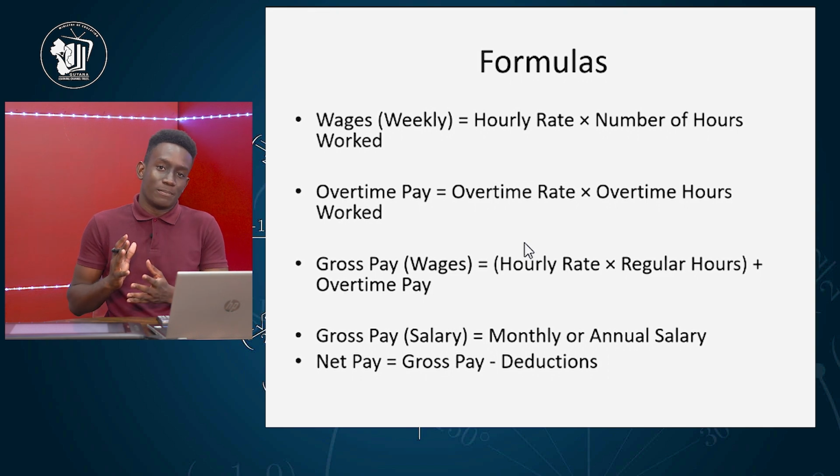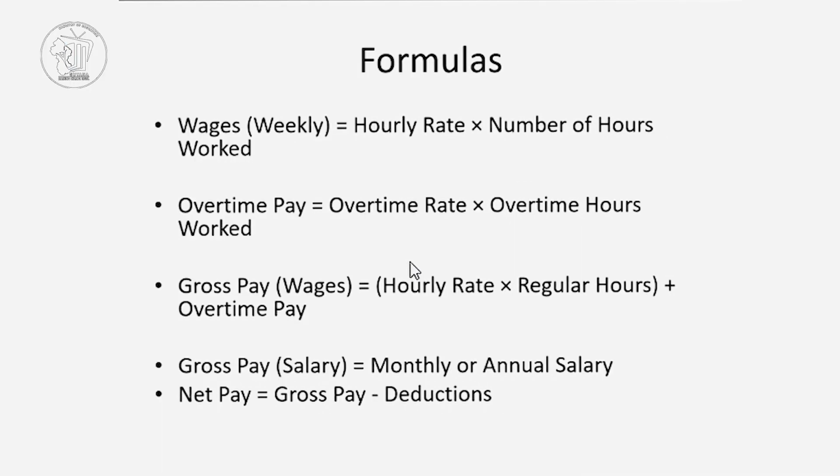So these formulas are straightforward, but nevertheless, let's look at them. The first thing, wages. So if you want to calculate the amount of money that you make per week, of course it will be the hourly rate, which is the money that you're paid per hour, multiplied by the number of hours worked. And that is common sense. So the next one would be overtime pay. So overtime would be the overtime rate multiplied by the number of overtime hours that you work.